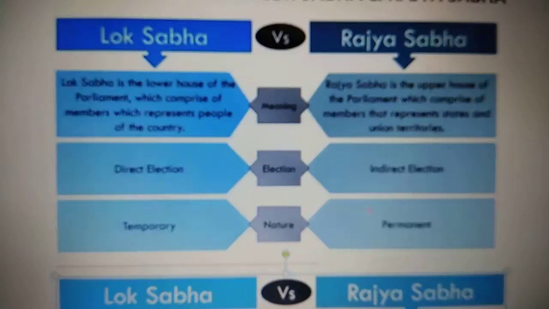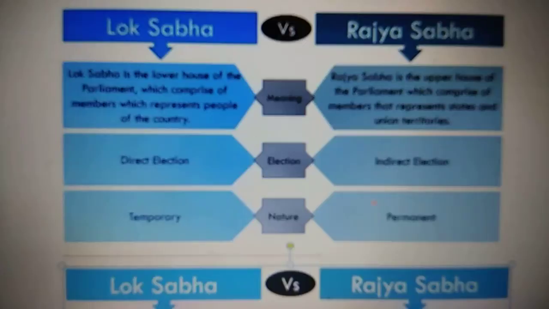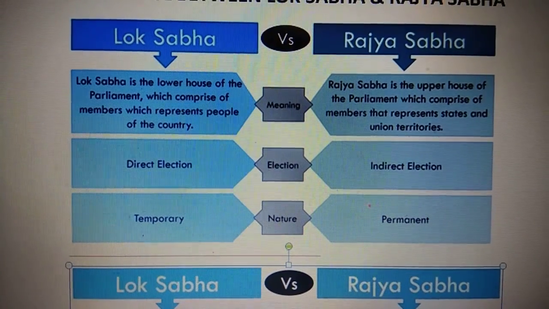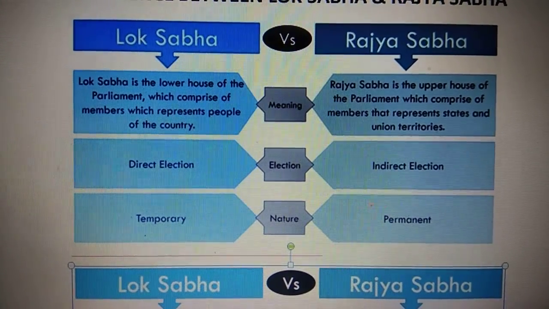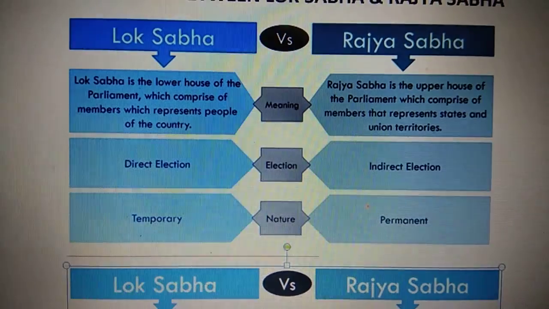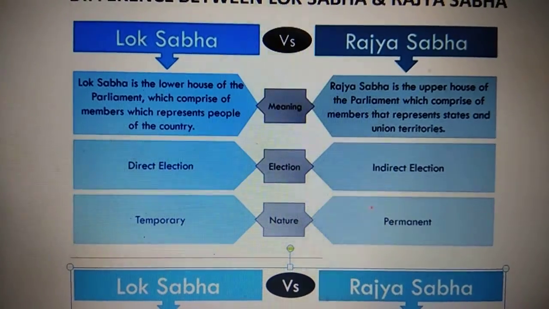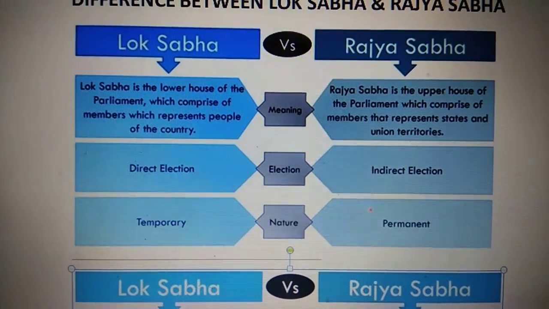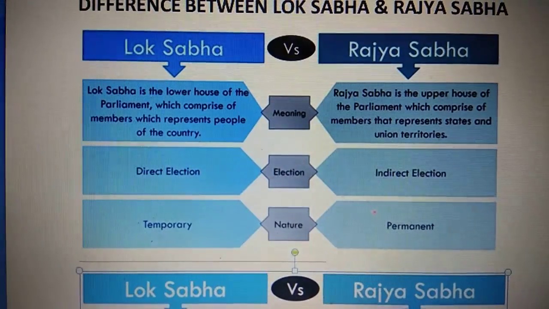The second difference you can see: in Lok Sabha, people are electing their representatives through direct elections, and the members of the Rajya Sabha are chosen indirectly by the MLAs. It means members of the legislative assemblies of the state.